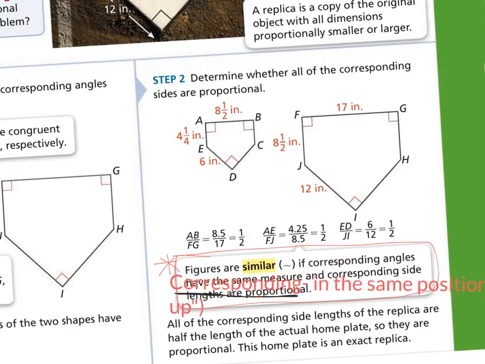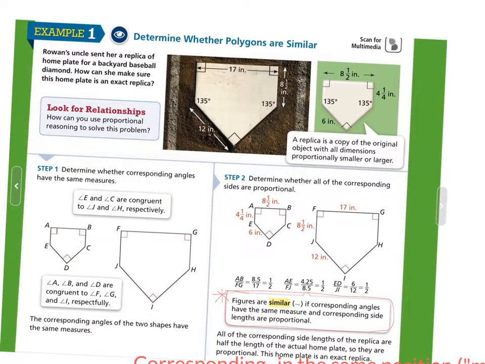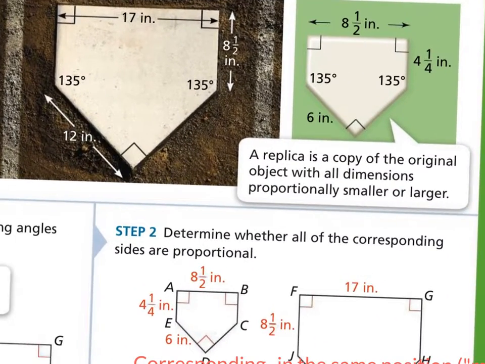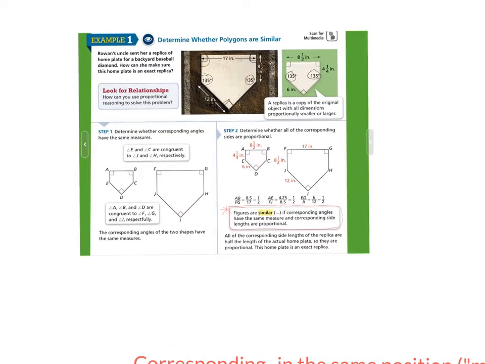So if we look at our home plates here, we can look at our angle measures. We've got 135 degree angles and we've got 90 degree angles. So we can see that our angles all match up. Means these are going to be similar to each other.